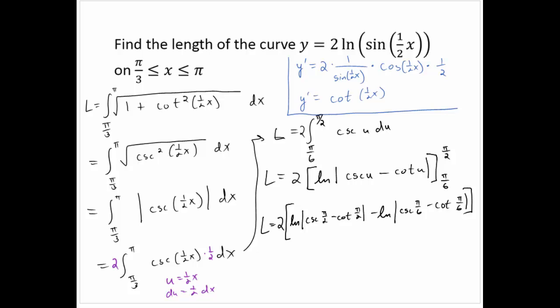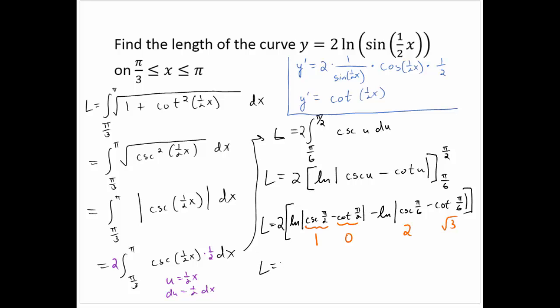So let's see, the cosecant of pi over 2, well, the sine of pi over 2 is 1, so its cosecant is 1. The cotangent of pi over 2 is 0. The cosecant of pi over 6, well, the sine of pi over 6 is 1/2, so the cosecant is 2, and the cotangent of pi over 6 ends up being the square root of 3. And we should be able to get all of that from just our knowledge of the unit circle and trigonometry.